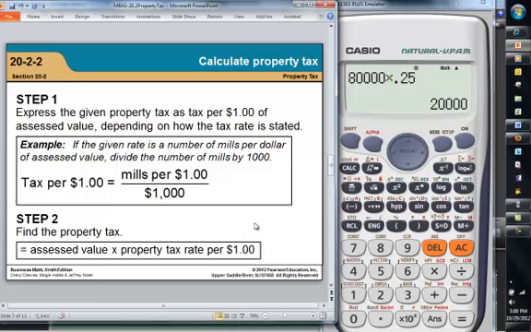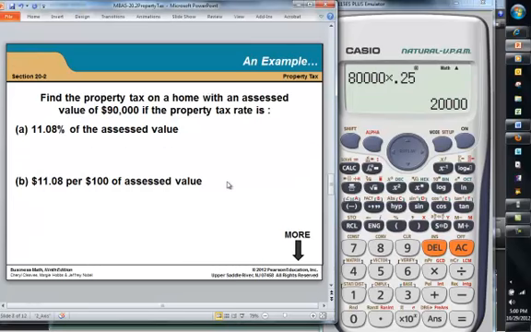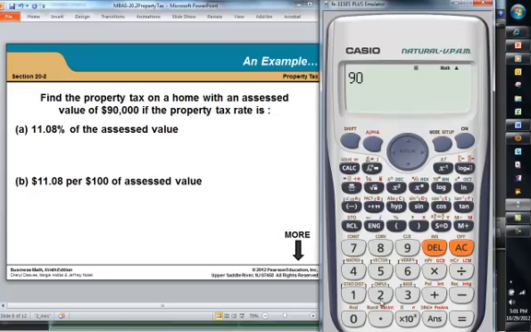Now, once you find the assessed value, you multiply that assessed value by the tax rate. So, for example, there's an assessed value of $90,000, so you would take $90,000 times 0.1108, and you would get $9,972, which is a lot of property taxes.